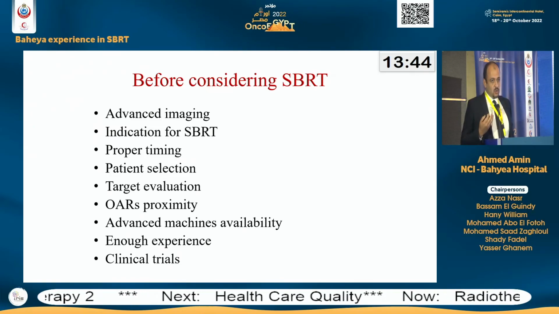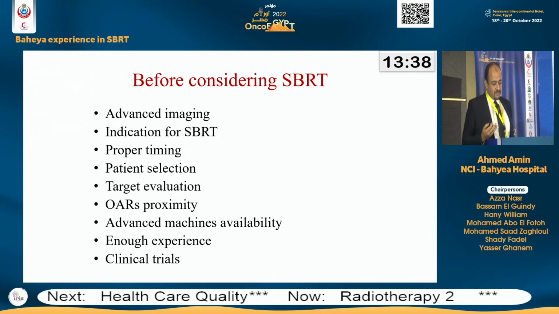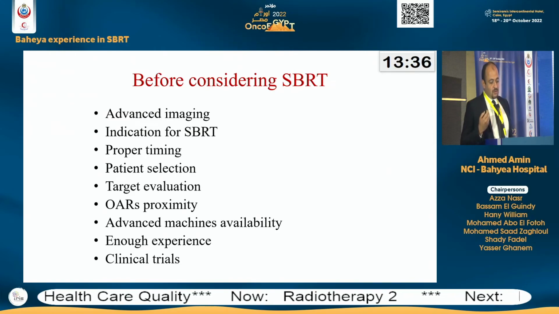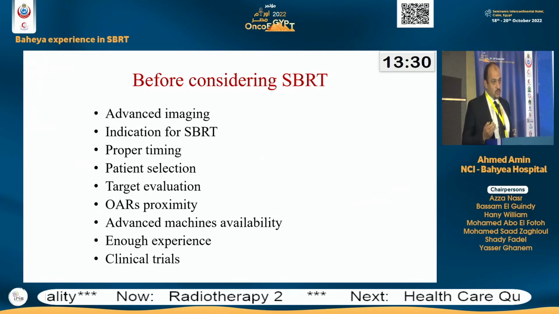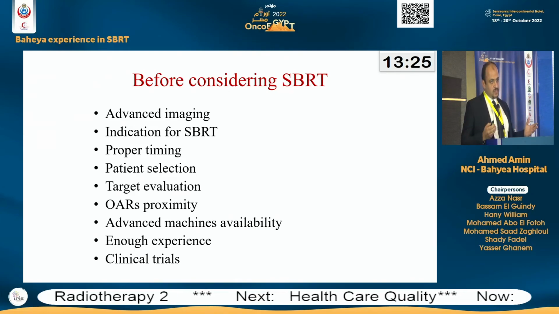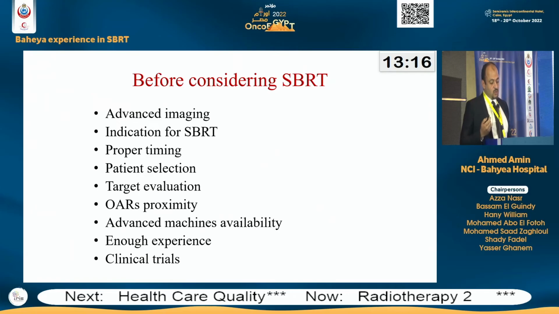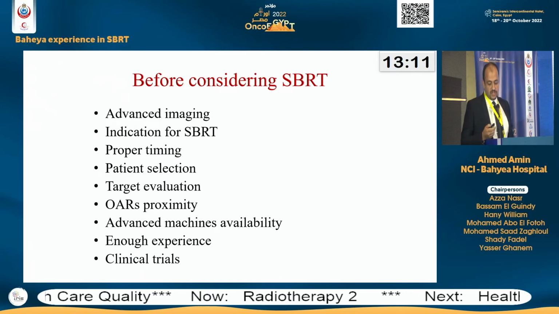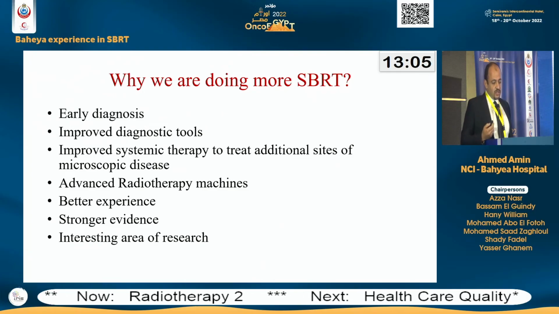Before considering this in your hospital, you have to make sure that you have advanced imaging machines like PET-CT. Your patients should be really indicated for SBRT, with a clear indication to select proper timing. For example, you might consider chemotherapy before to make sure that this patient is not going to develop any other metastatic site. Properly select your target volume, check your organ at risk proximity, and have the advanced machines and enough experience, and this should be done within clinical trials. We are doing that these days so often because we have early detection programs.